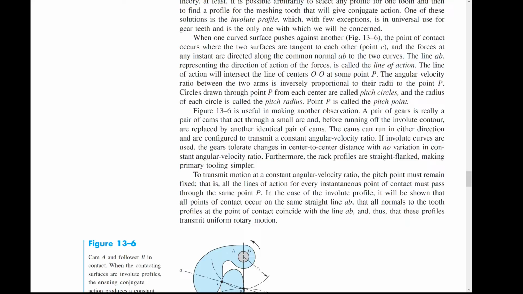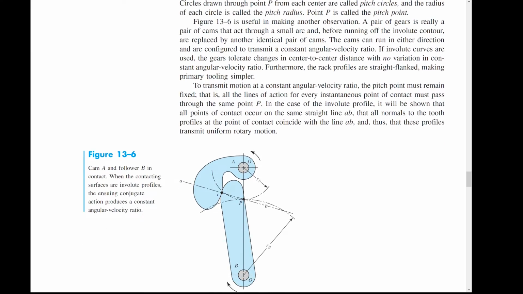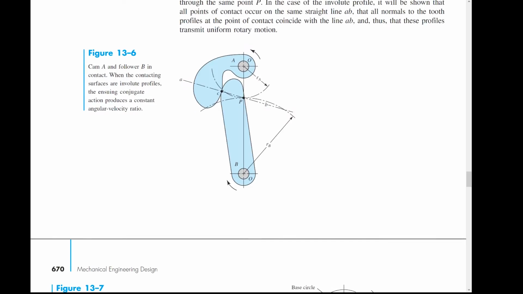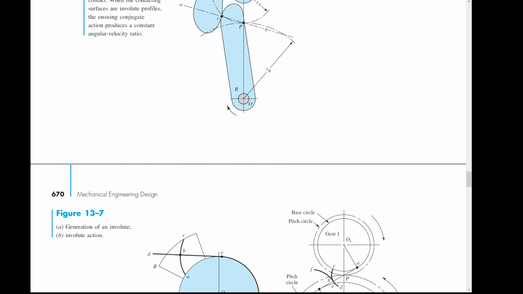In the case of the involute profile, it will be shown that all points of contact occur on the same straight line AB, that all normals to the tooth profiles at the point of contact coincide with the line AB, and thus that these profiles transmit uniform rotary motion. Cam A and follower B are in contact when the contacting surfaces are involute profiles. The ensuing conjugate action produces a constant angular velocity ratio. So omega 1 over omega 2 is constant, with opposite directions again.